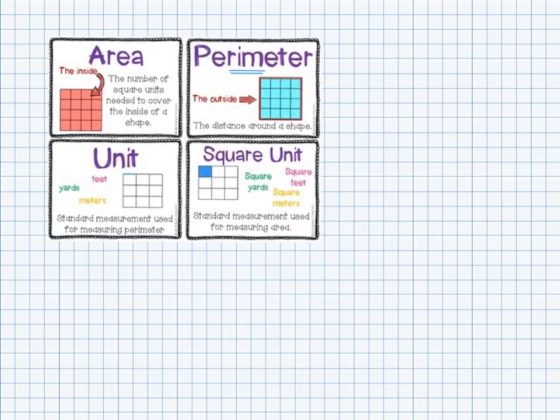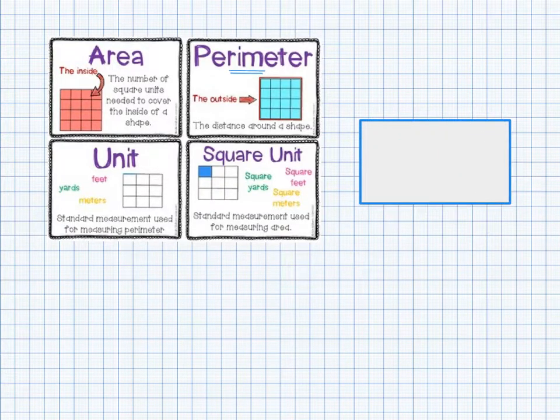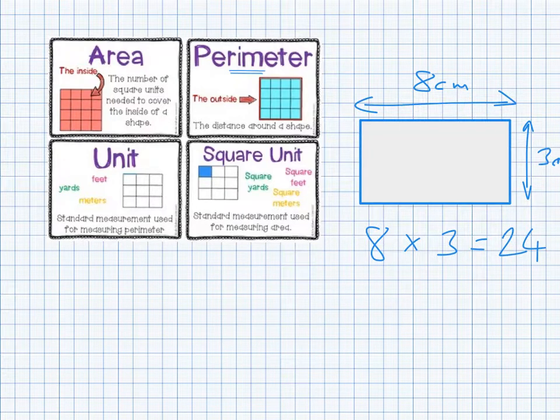To work out the area of a rectangle, first of all, we need a rectangle. When you haven't got the squares that you can count, the easiest way to do it is to get the length. So if the length was 8 centimetres and this side was 3 centimetres, you would do 8 multiplied by 3 equals 24. I'm going to put my answer down here, centimetres squared. We put that little 2 up there.